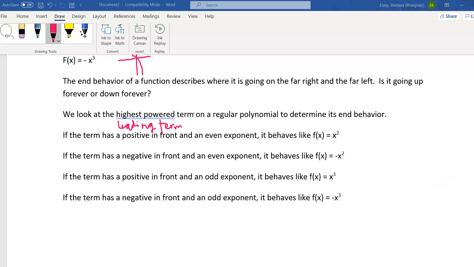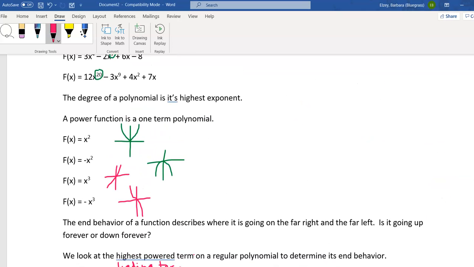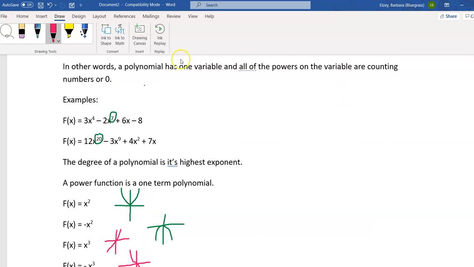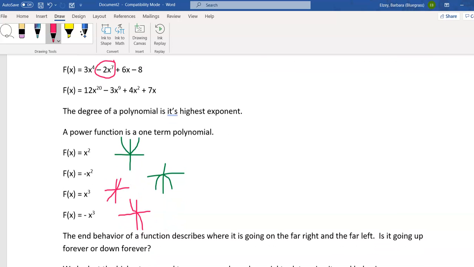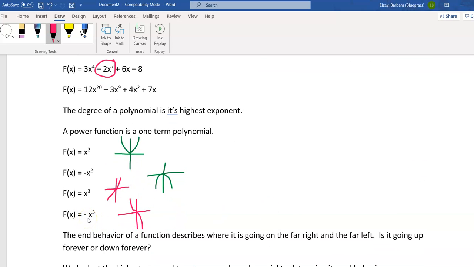So, in other words, let's go back to the two examples that I had up here. In these two polynomials, I'm going to erase what I've got there. We know that was the degree, but let's look at the leading term, the term with the highest exponent. So here's the leading term of this function. It has a negative in front and an odd exponent. So a negative in front and an odd exponent will behave like negative x to the third, which means it will go up on the left and down on the right.